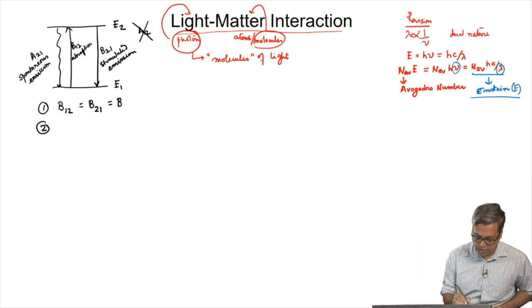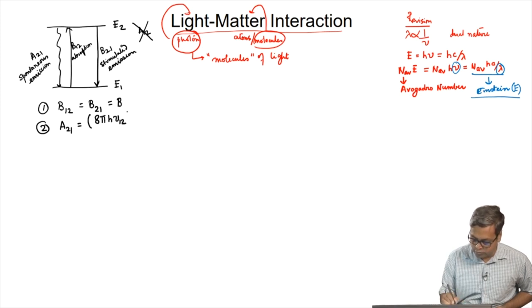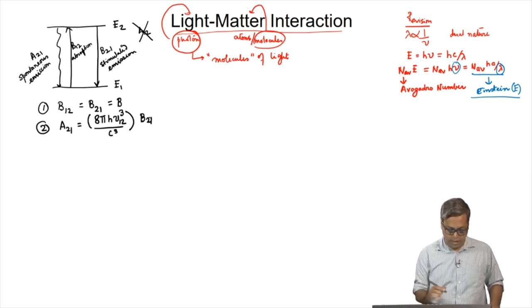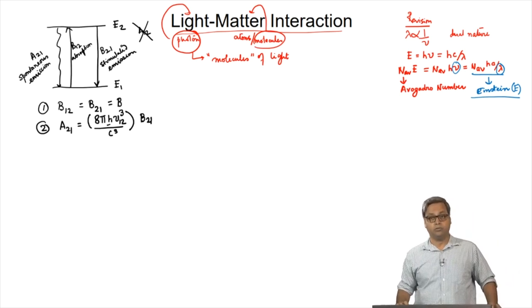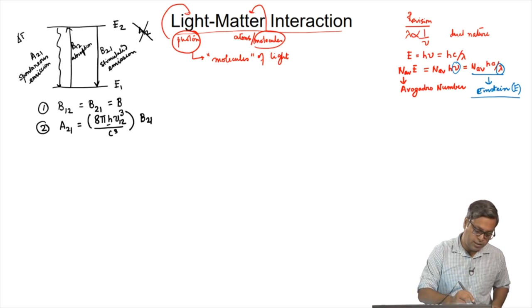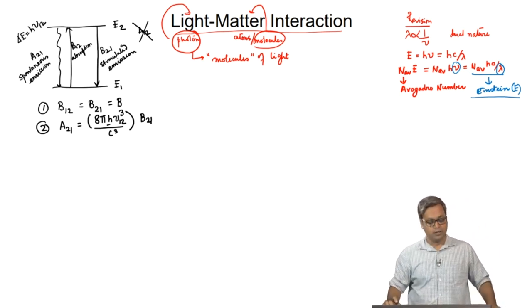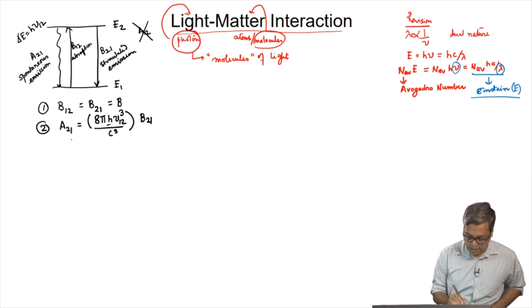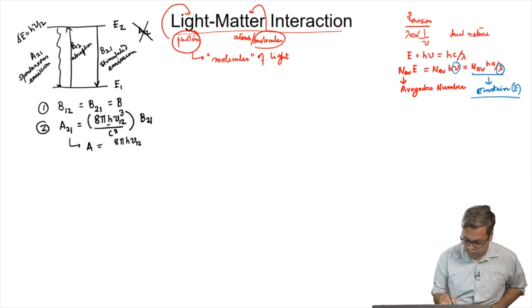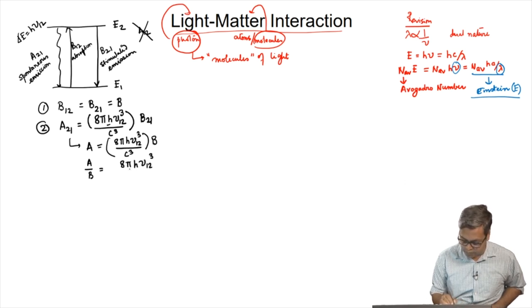The other relation is A21 equals 8 pi h nu 12 cubed by c cubed times B21. So, here h is the Planck's constant, nu 12 is the frequency for the transition where delta E equals h nu 12, and c is the speed of light. So, we can write this as A, that is Einstein's A coefficient, equals 8 pi h nu 12 cubed by c cubed times B. Or in other words, we can again write A by B equals 8 pi h nu 12 cubed by c cubed.